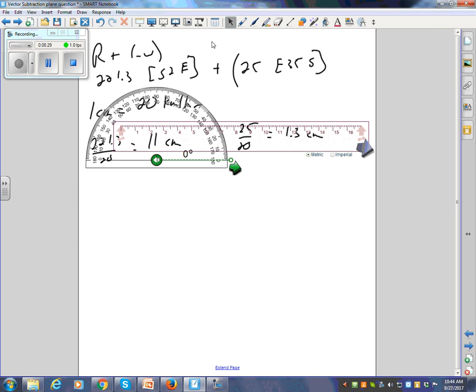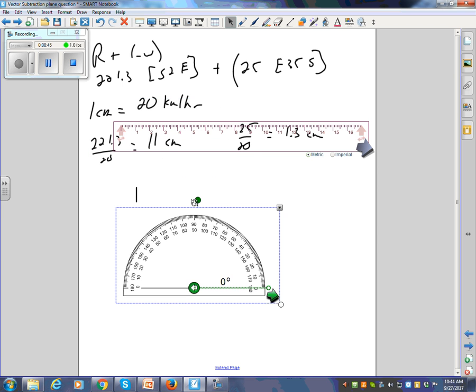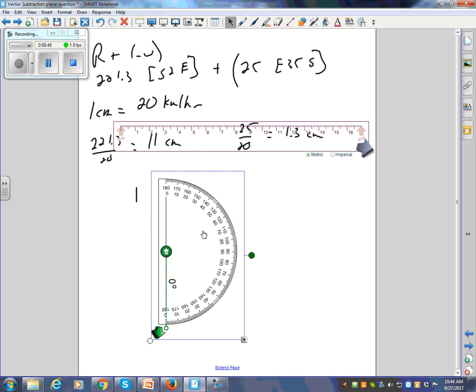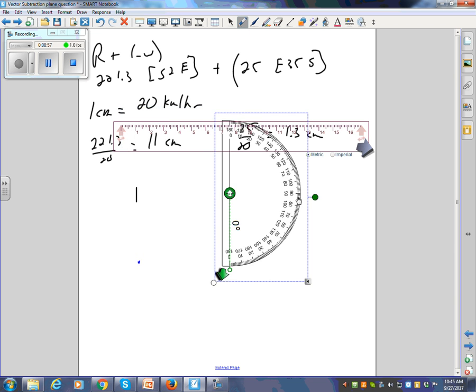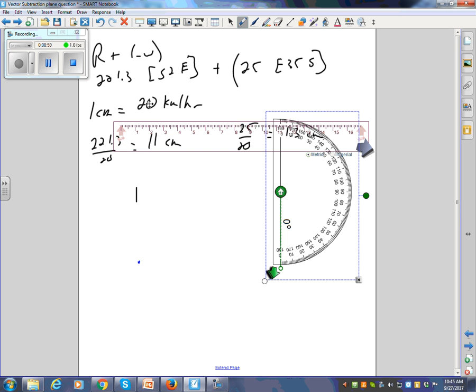Okay, so south to east. So first off, I need a reference line. That's not a very good reference line. It's got to be straight. Okay, south to east. So protractor. Right there. And I got to go basically 11 centimeters, right?